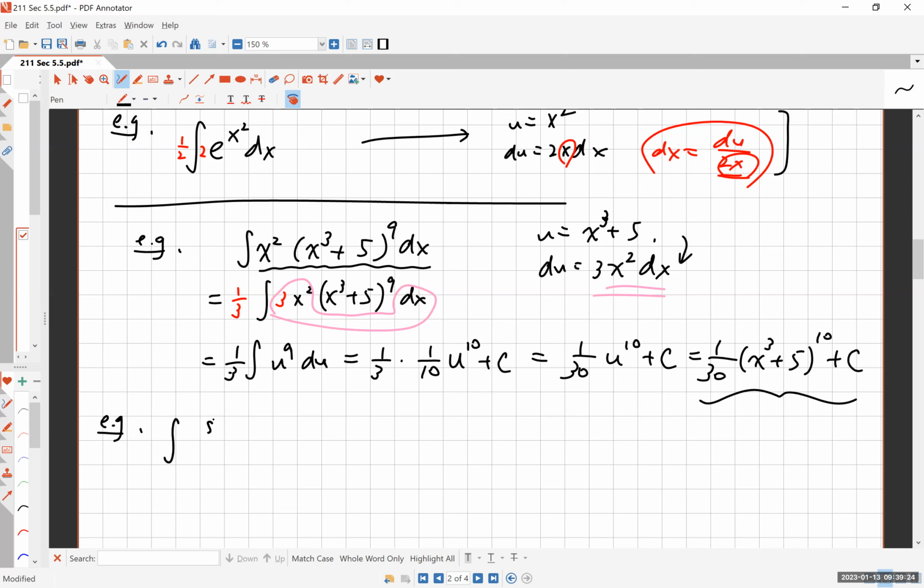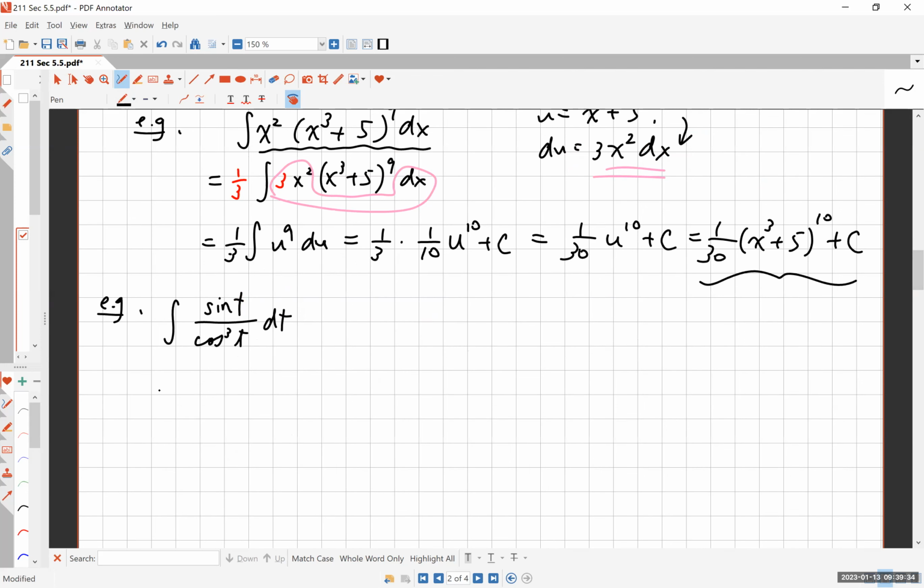All right, let's do a little trigonometric one next. Sine t over cosine cubed. What in the world is this? Sometimes you do see an integral like this, not just for exercises, but maybe in the real world, in some kind of applications. So do you see a u, or any potential u such that du is also a part of this?